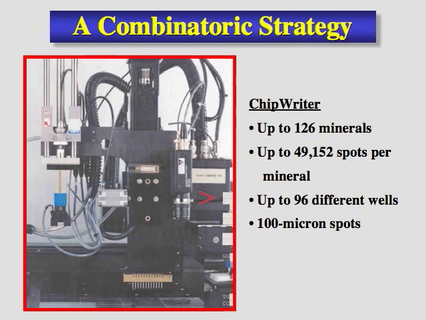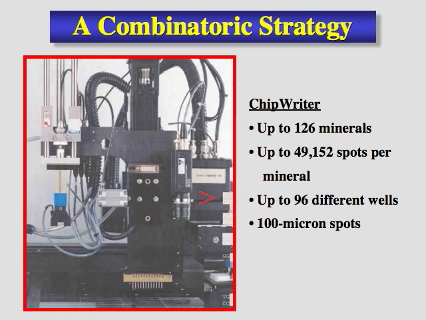What we can do is we can take up to 126 1 centimeter square chips of minerals. On each of those minerals we can put up to 49,000 plus tiny spots, 100 microns in diameter, arrayed on the surface, drawing from up to 96 different wells. So one could have left-handed aspartic acid, one could have right-handed aspartic acid, and all the other amino acids and the pentose sugars and the carboxylic acids and whatever else you want. Lots of different small molecules.